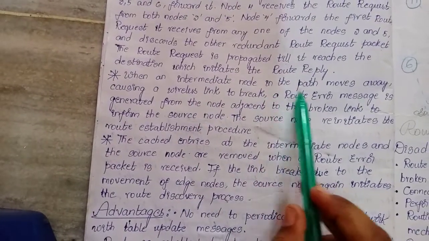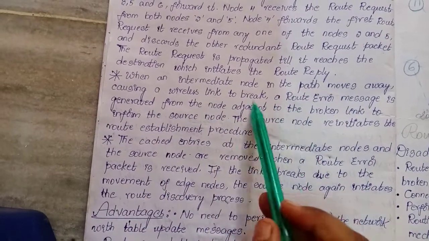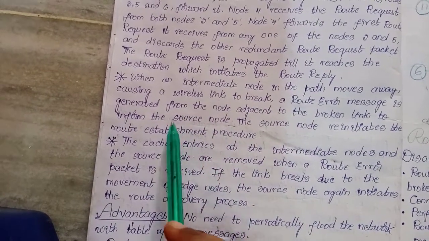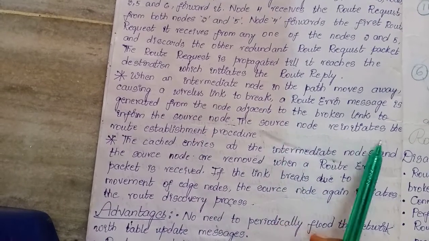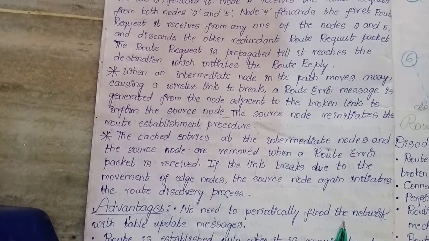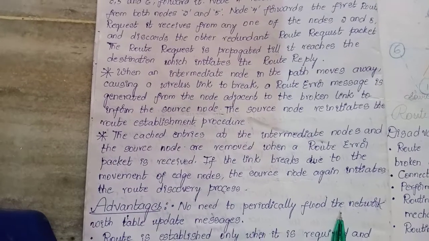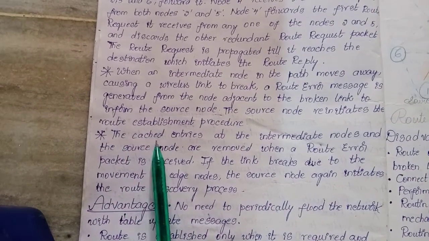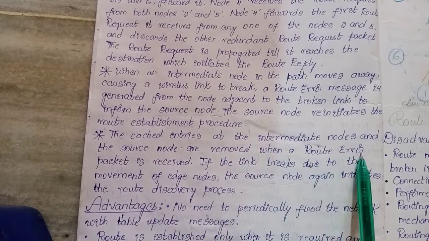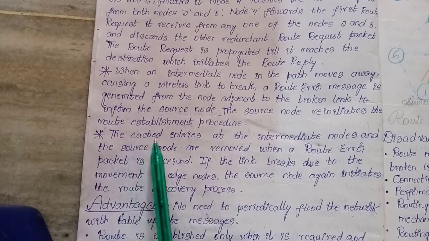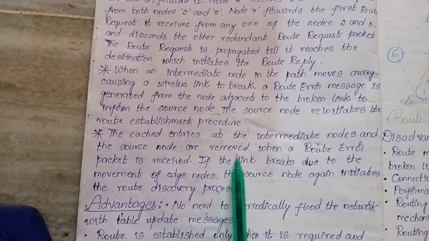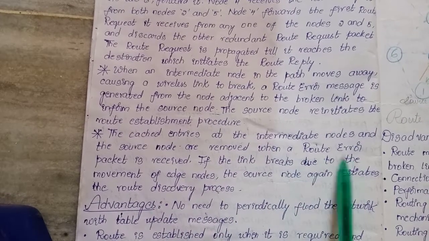When an intermediate node in the path moves away, causing a wireless link or path break, a route error message is generated by the adjacent node to inform the source node. This source node then will reinitiate the route establishment procedure because it has to recalculate, right, the entire route from the source to the destination. The cached entries at the intermediate nodes and the source node are removed when the route error packet is received, as the cache does not want any broken links.